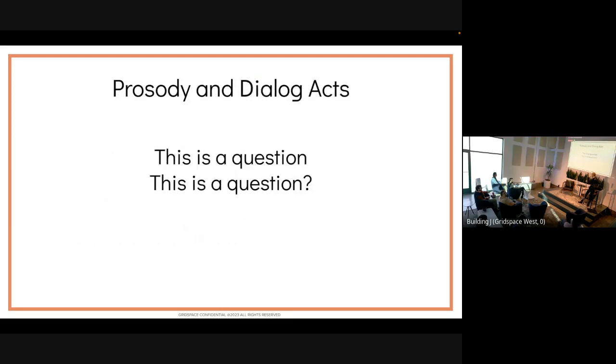Dialogue acts. Again, this is the question, this is the question. You get the idea. One fun one with dialogue acts is sarcasm. If I say a sentence and I mean it literally or I mean it sarcastically, I might change the intonation, and that changes its function within the sentence as it goes from a statement to a joke. This is an example of how prosody changes the dialogue act.